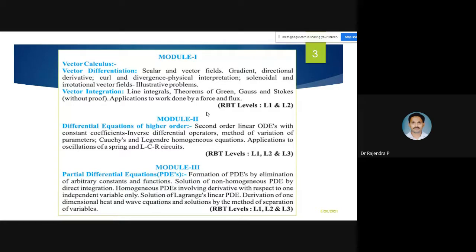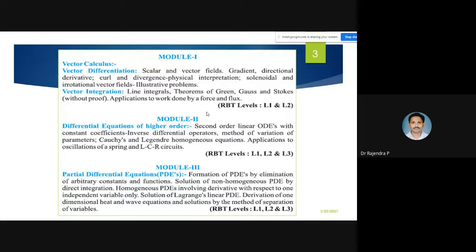As you learned already, differential equations of first order, like exact methods, linear methods, and Bernoulli equations, how to reduce to linear forms, all those we learned. Here we are going to learn about higher order linear differential equations, and we will introduce some Legendre's and Cauchy's equations. We can reduce non-homogeneous to homogeneous, and we can handle those problems.